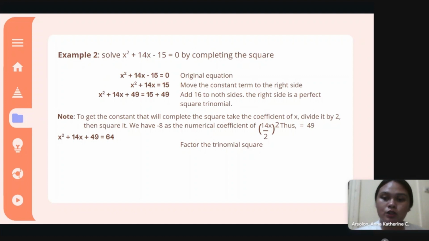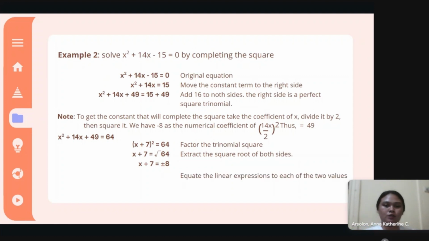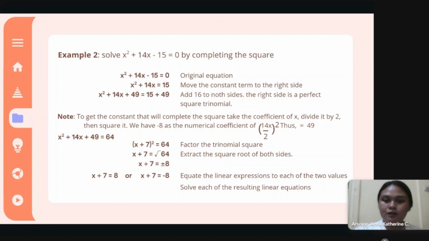So the equation now is x squared plus 14x plus 49 equals 64. Now we will factor the trinomial square. Now we will get x plus 7 squared equals 64. Now we will extract the square root of both sides, which gives 8, and we remove the square root. Now we need to equate the linear expression to each of the two values, which gives x plus 7 equals 8, and x plus 7 equals negative 8. Now let us solve each of the resulting linear equations, which gives x equals 1 and x equals negative 15.